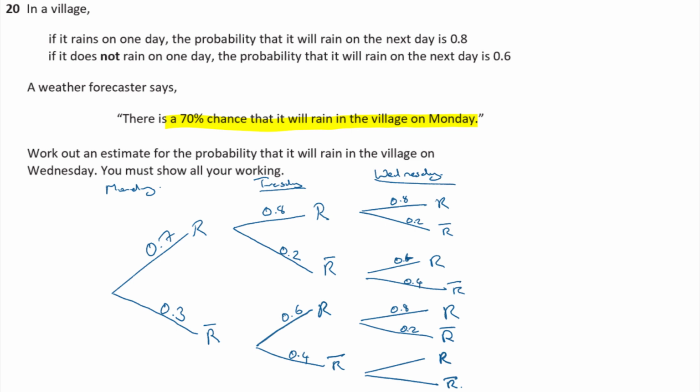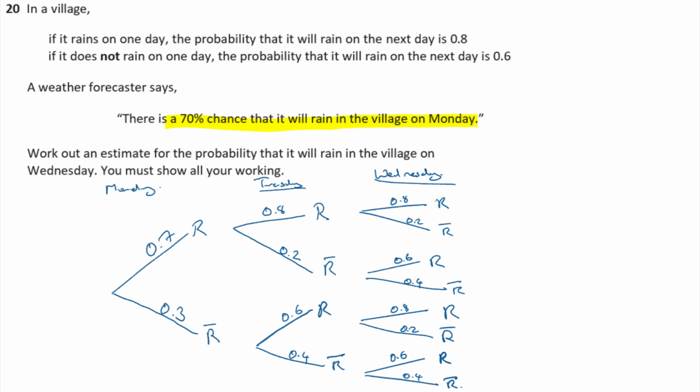Didn't write that 0.6 very well. Let's just do that again. 0.6 and 0.4. And 0.6 and 0.4. I don't know if we're going to need all this info. All right, so work out the estimate that the probability that it will rain on the village on Wednesday.